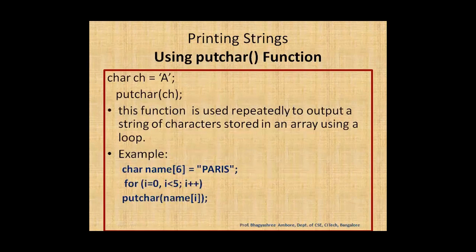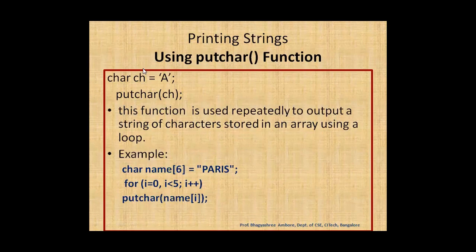We'll go with the putchar function. I'll take a character ch and assign the value 'a' to ch. Then the putchar function, putchar(ch). What will be printed? 'a' will be printed on the screen. What is the meaning of this? This function is used repeatedly to output a string of characters stored in an array.